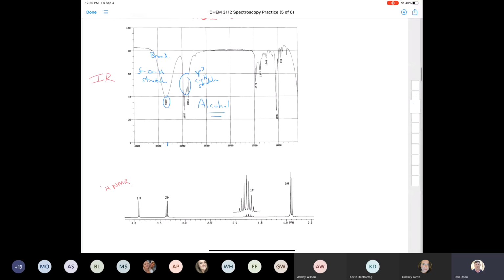But we know it's an alcohol, and now we have a beautiful NMR spectrum to look at. What do we have here? I'll just draw your attention to this and see if anybody can tell me if there's something interesting here. Is there anything interesting here in the proton?